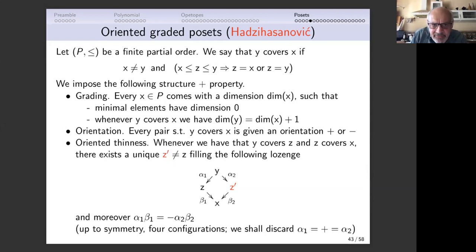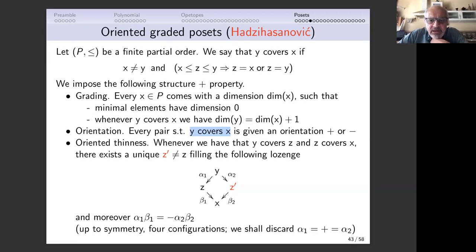It's oriented in the sense that these are oriented polytopes, so there is a notion of input face and output face. And this is recorded by an orientation in the Hasse diagram of the poset. And then there's this magical property called oriented thinness, which I want to discuss here. This is a key property introduced by Amar.